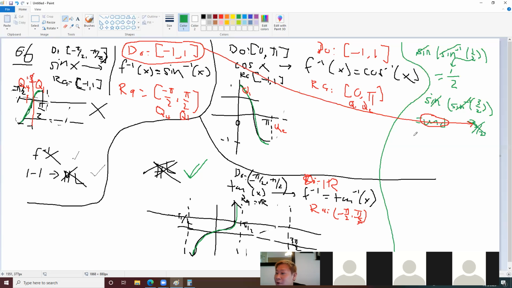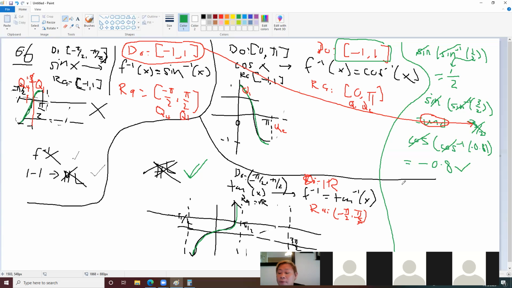Same thing happens to your cosine. If I give you cosine of inverse cosine of, let's say, -0.8, then what will be your answer in this case? These two will cancel out, so your answer is -0.8. Is -0.8 inside your domain here? Yes. So that is your answer.